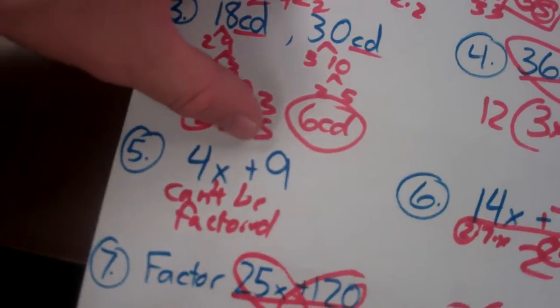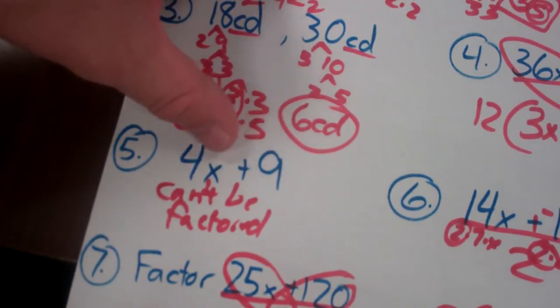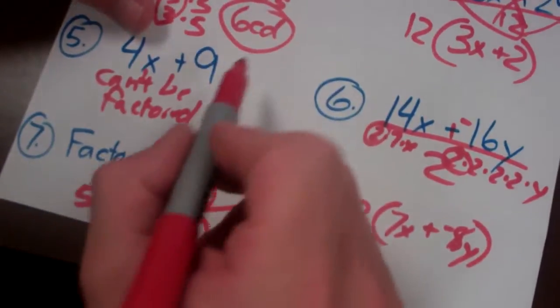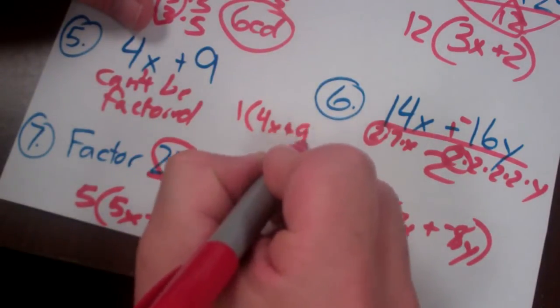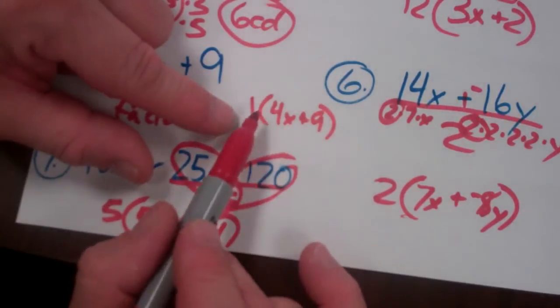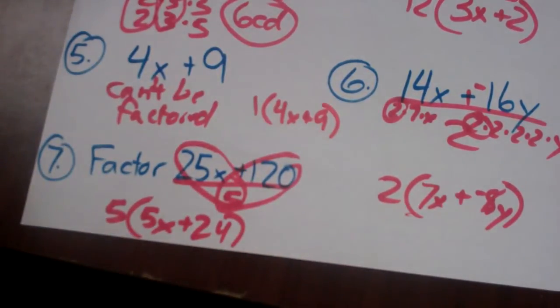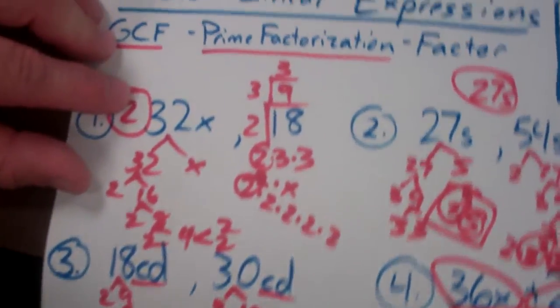Sometimes they'll already be relatively prime, which means you can't factor anything out of them. If you want to put them back in jail, the only thing you can take out is a 1, 4x plus 9, and that really doesn't do anything because we know that anything times 1 is just itself. All right, so that is factoring linear expressions.